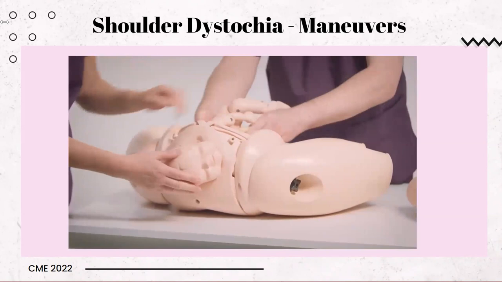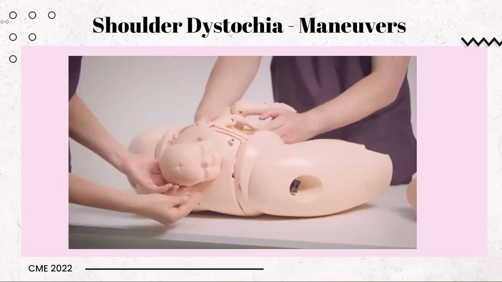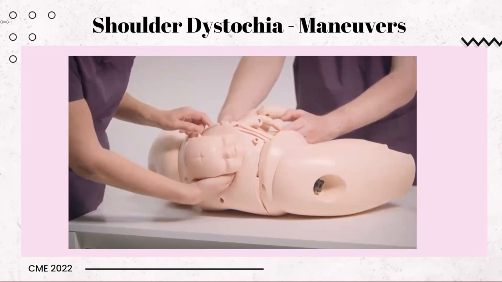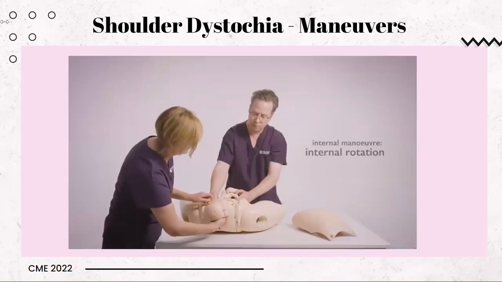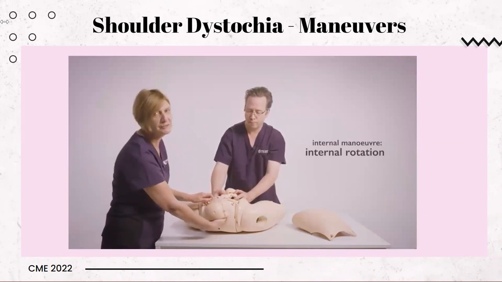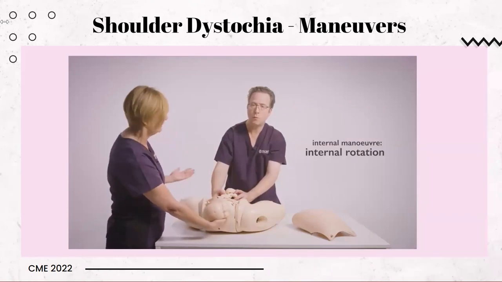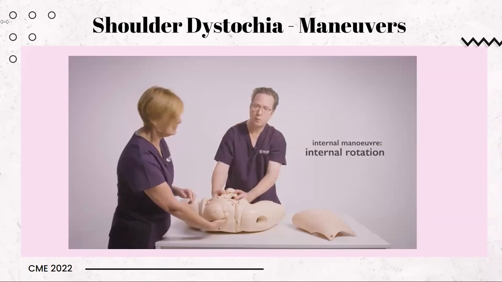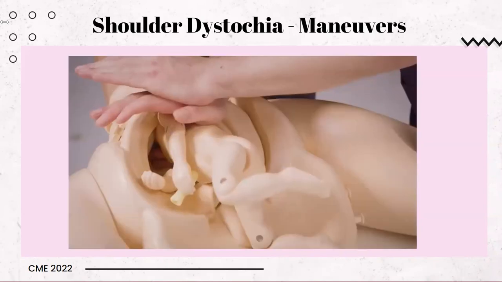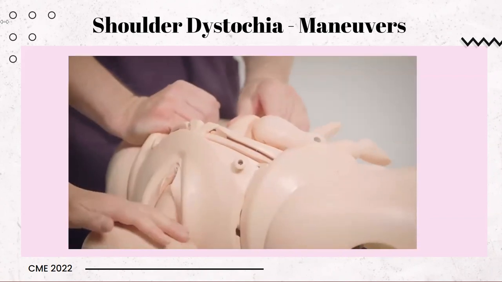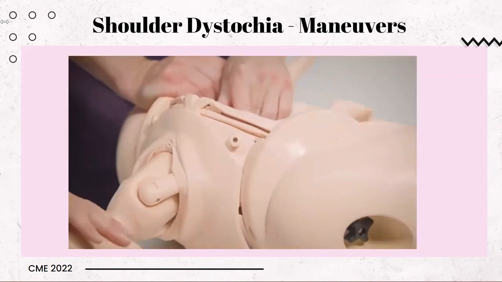Okay, so this time I'm putting my whole hand in again, and I put my hand in at the bottom, and this time I can't feel a posterior arm, and therefore all I can feel is the shoulders. So I'm going to aim to rotate the shoulders. So I will push on the front of the bottom shoulder, and I'll ask an assistant to do suprapubic pressure towards that wall. So as we do that, we're rotating those shoulders into the oblique, and the shoulder is released and comes under the pubic arch.